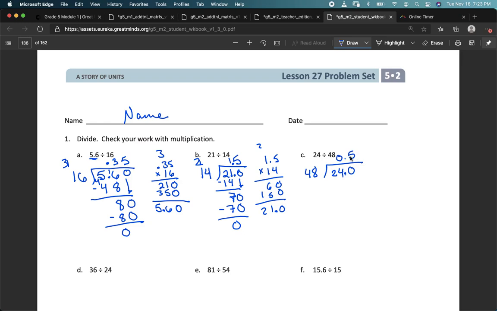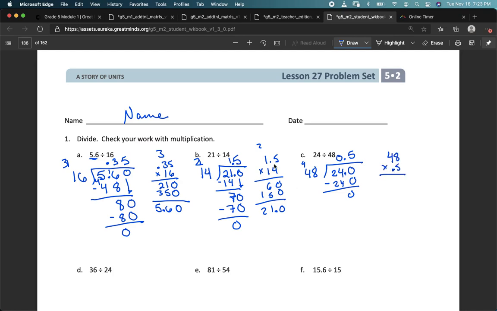So let's estimate that. 5 times 8 is 40, carry the 4. 5 times 4 is 20, plus 4 is 24. There, we did it. Perfect. Nice job. Okay, 5 tenths. So now I'm going to multiply that 48 by my 5 tenths.